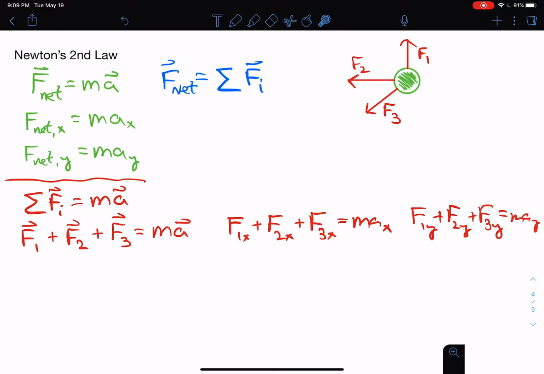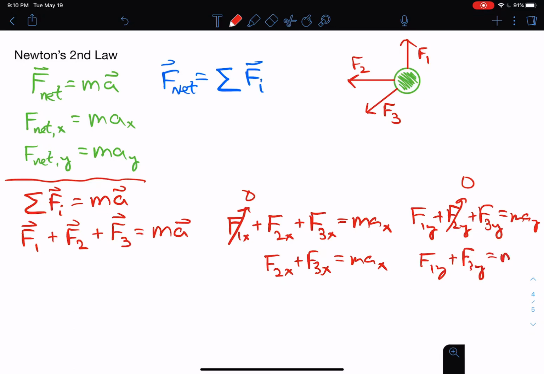And a lot of times what happens is that some of these components are zero. If we look specifically at our case, you can see that F1 and F2 are axis vectors. So F1 has no x component. So I could say the x component is 0. So in my case, this one is going to go to 0. So this just becomes F2x plus F3x equals m a x. So that's simplified. And for the y, we see F2 has no y component, so this is 0 in this particular case. So this becomes F1y plus F3y equals m a y.